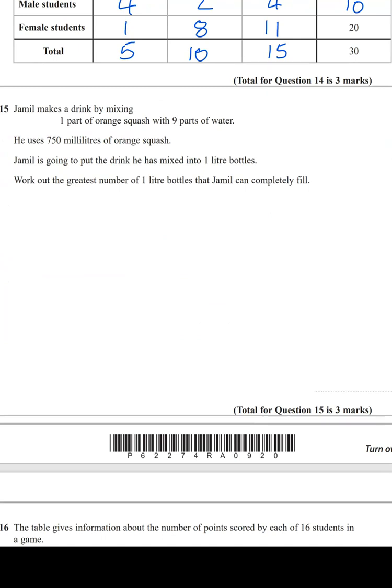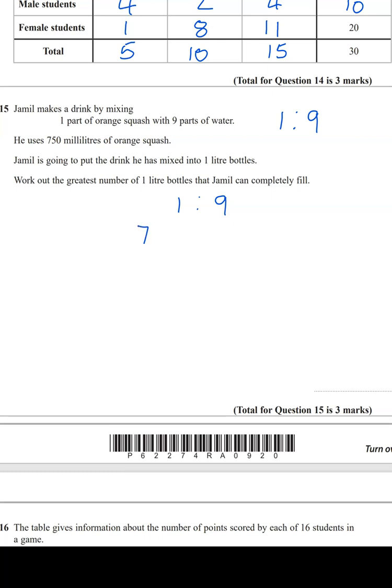Number 15. Jamel makes a drink by mixing 1 part squash to 9 parts water. So I'm going to put it straight into a ratio so I can see it and I know what I'm doing. He uses 750 millilitres of orange squash. Jamel is going to put the drink he has mixed into 1 litre bottles. Work out the greatest number of 1 litre bottles. Right, so we've got 1 to 9 and we've got 750 millilitres.